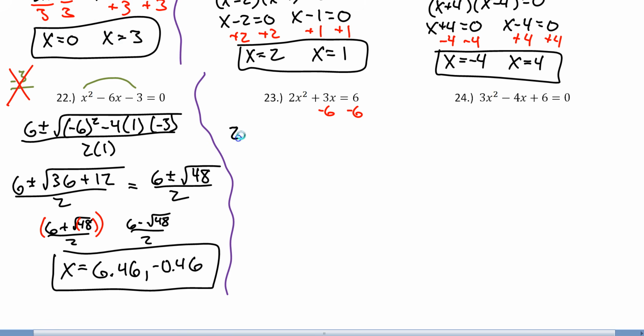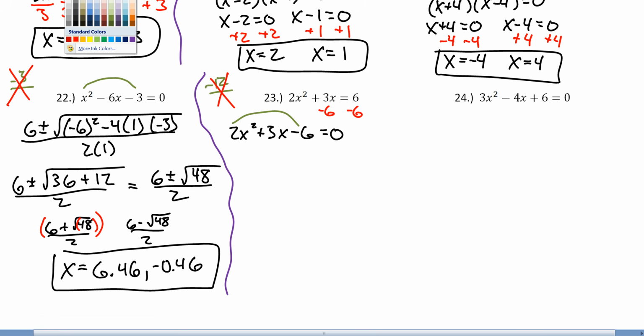But either way, this thing's got to be set equal to 0 first, so I've got 3x minus 6 equals 0. And again, I would always try building a bridge. This one's not going to work, but I'm going to try it anyway. Two numbers that multiply to a negative 12 but add to a positive 3. Again, that's impossible. All right? But that's how I know it can't be factored. If I can't come up with those two values, now I move on to my quadratic formula.